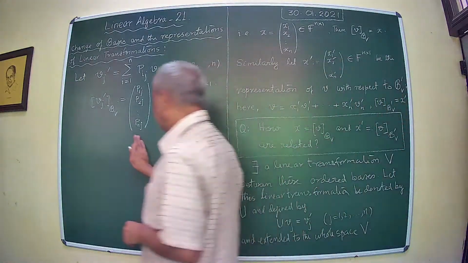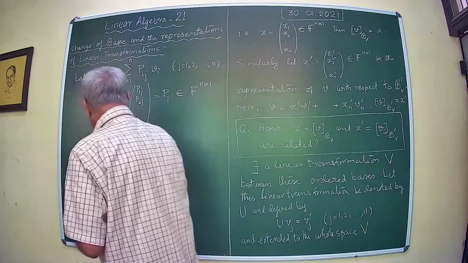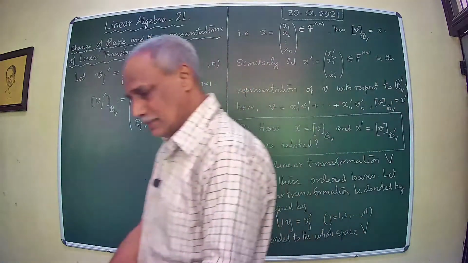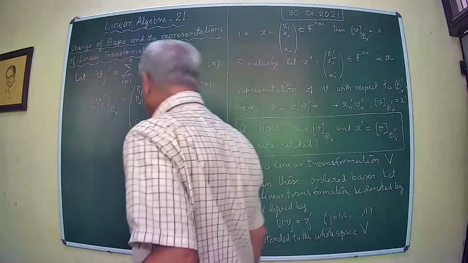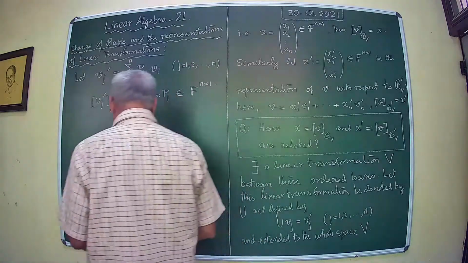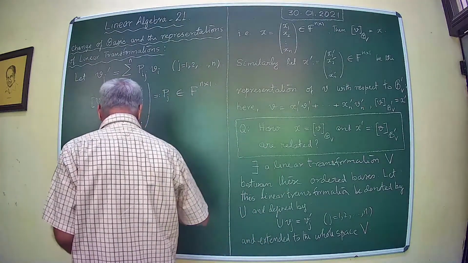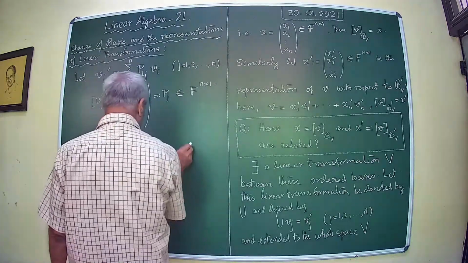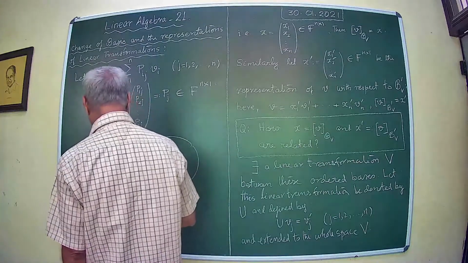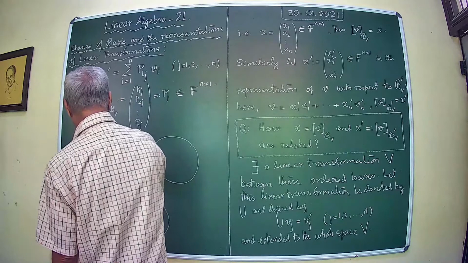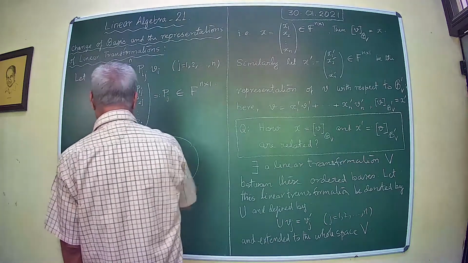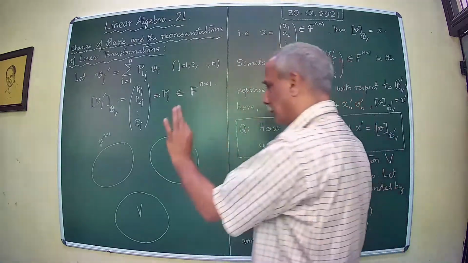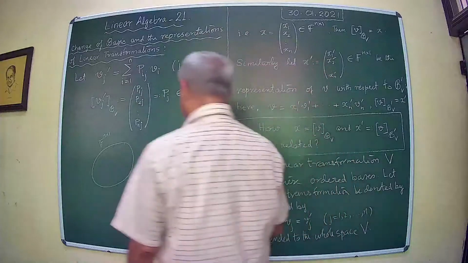Okay, now let us compute the relation between x and x prime, so that will give the relation. Let me draw a diagram so that will clarify a lot of things. So you have V, and then you have two copies of Fn cross 1. I am writing Fn cross 1 to clarify that I am giving a representation as a column vector.